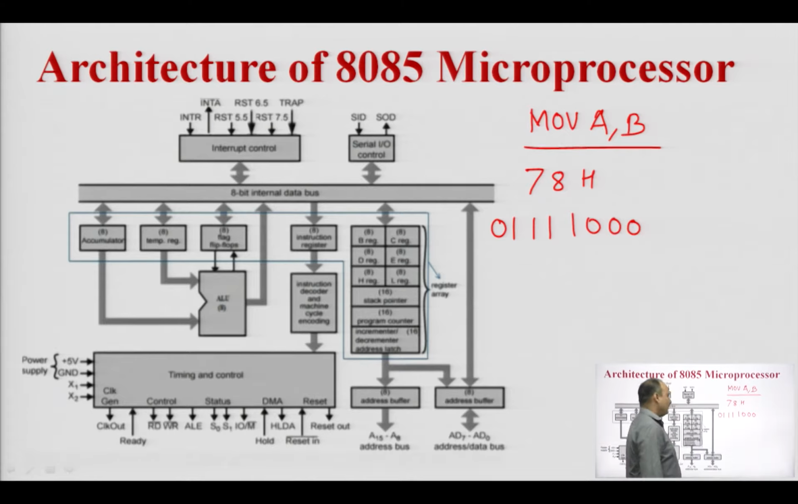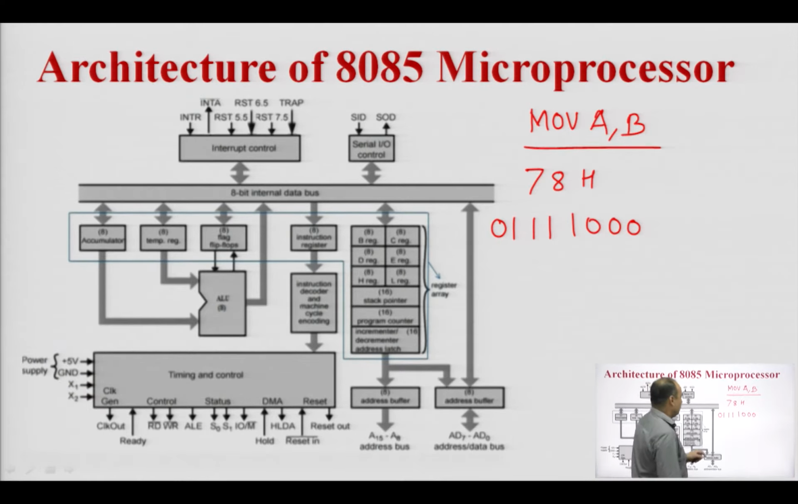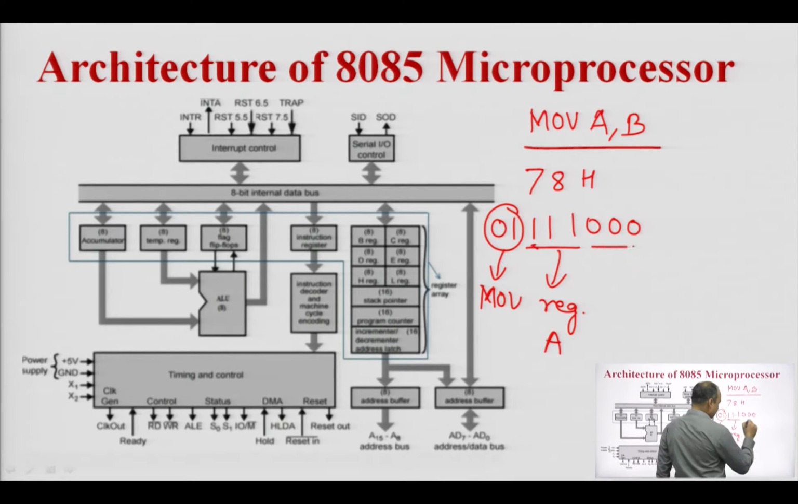So, this is the binary representation of this hexadecimal, that is 78H. Here, the first two digits are used for the move operation, the remaining three digits are used for register A, and these three digits are used for register B.